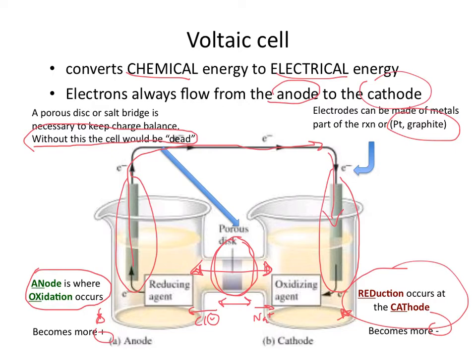So we have these electrodes. We know what our electrodes are. So this is our anode cell. This is our cathode cell. And this is our salt bridge or our porous disk. And these are the pieces of the voltaic cell that you need to be familiar with.